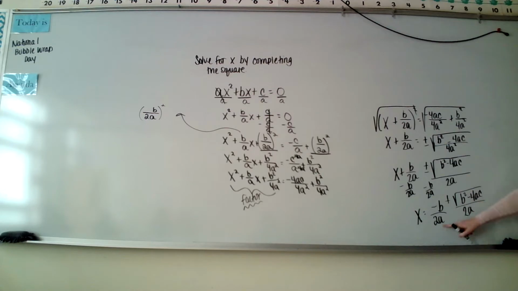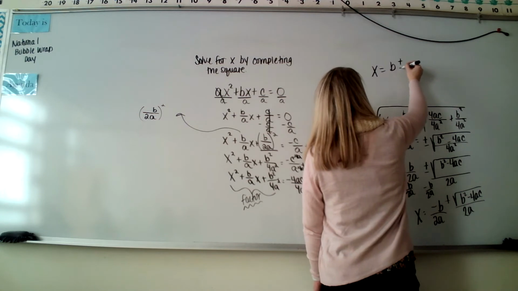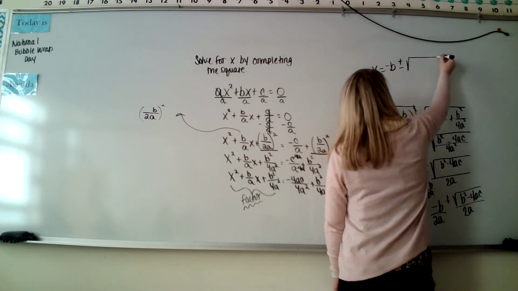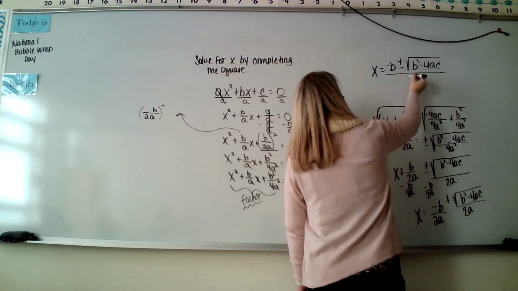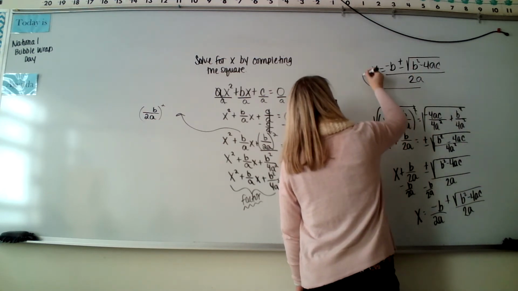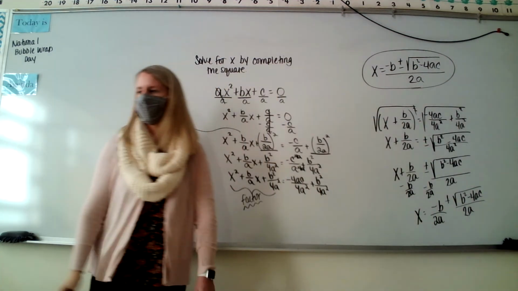Since these have the same denominator, you can write it as one big fraction. I'm going to do it up here. x equals negative b plus or minus the square root of b squared minus 4ac, all over 2a. Oh, what a delight.